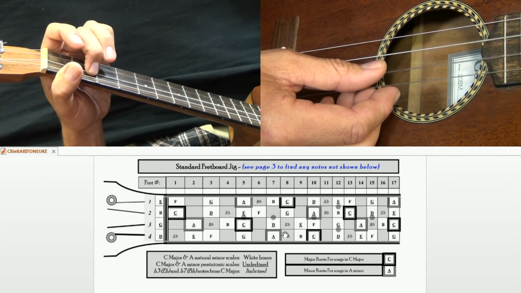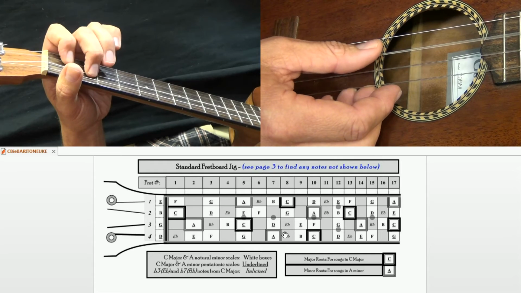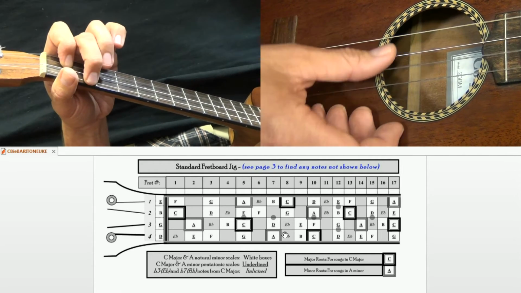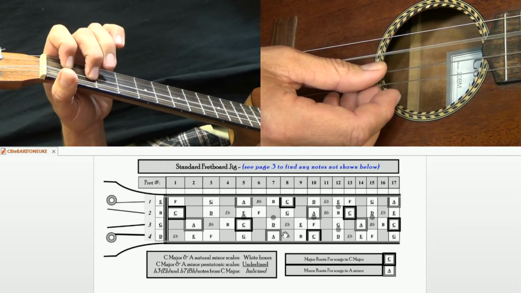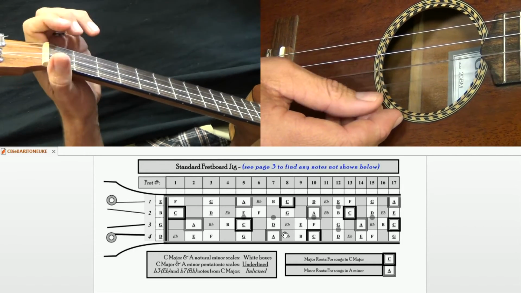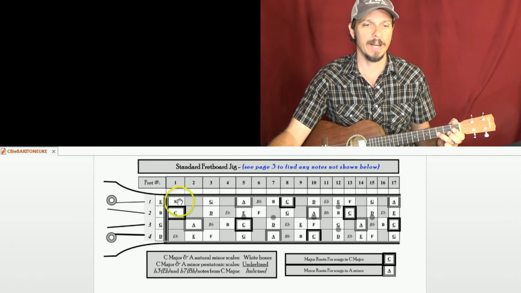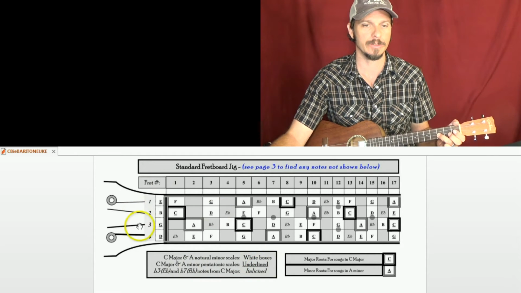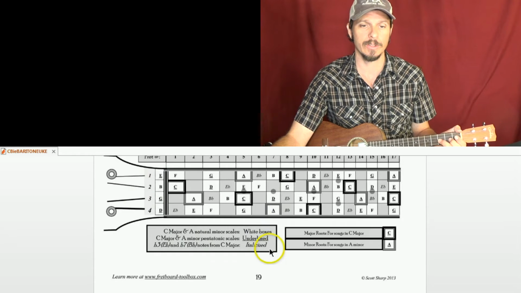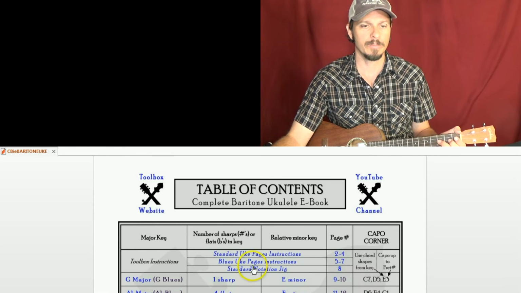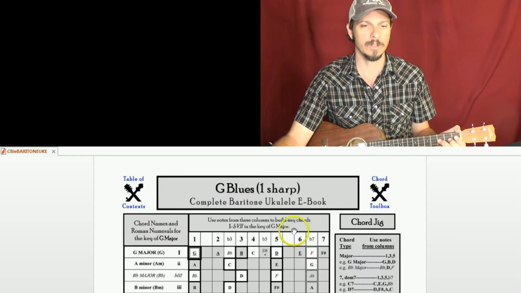So there's G, A, B, C, D, C, A, G, C. That had the F in there, so that's a major scale. So same thing here, major scale is the white boxes and major pentatonic are the underlined notes. So you can practice those in all the different keys and just work on moving around in those and play pentatonics and major scales.